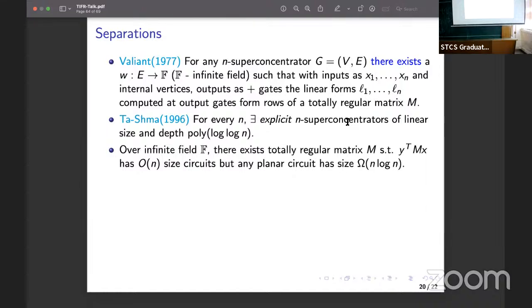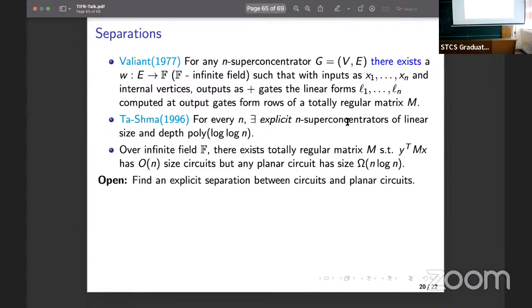n log n size. Now the catch is that what Valiant observes is that over infinite fields, there exists a weight function. We don't know how to make this explicit; there's no explicit way of constructing the weight function. So this does not give an explicit separation between circuits and planar circuits. It just tells you that there exists a bilinear form which can be computed by linear size circuits but requires superlinear size, n log n. So finding an explicit separation between circuits and planar circuits still remains open, because this construction of a totally regular matrix from a super concentrator is not known to be explicit.